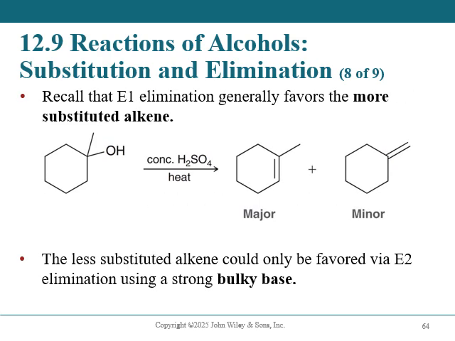Now, let's remember that E1 elimination usually favors the more substituted alkene. So what that means is that in this case, this group is the one leaving right here, and when you get the carbocation, you have that deprotonation step. It can go either here or here. It's actually symmetric, so it can go either way. Either of these carbons is going to give the more substituted alkene, so I would expect this to be my major product, and the less substituted alkene to be the minor. The less substituted alkene would only be favored if we had an E2 elimination using a strong bulky base.